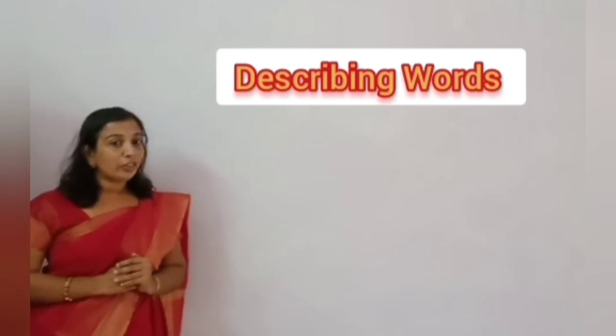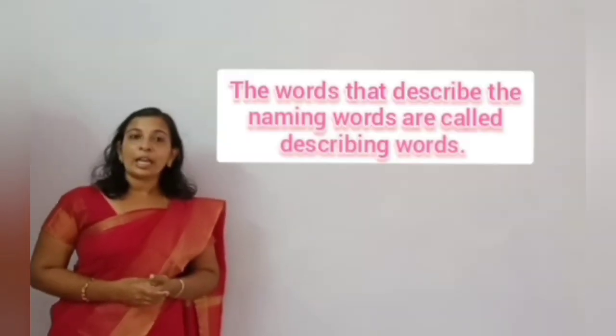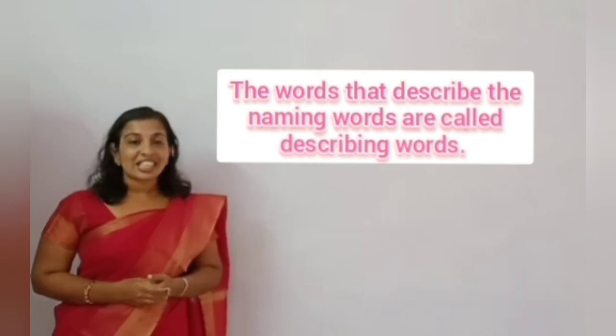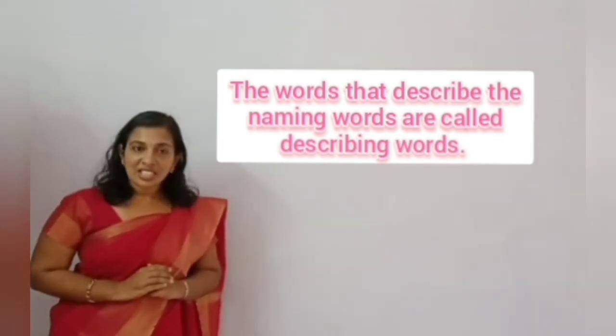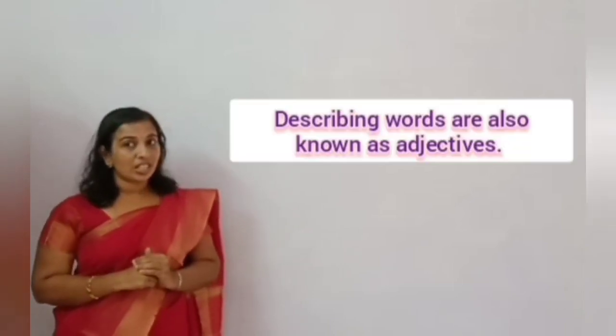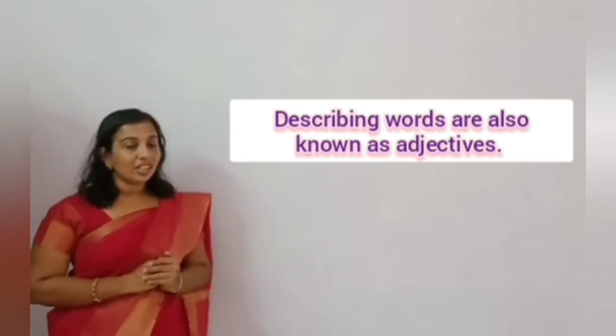Next I will give you the definition of what a describing word is. In the next line, please write down the definition: words that describe naming words are called describing words. In the next line, you have to write down: describing words are also known as adjectives. You have to write that in the next line.